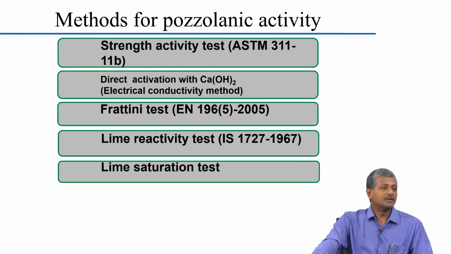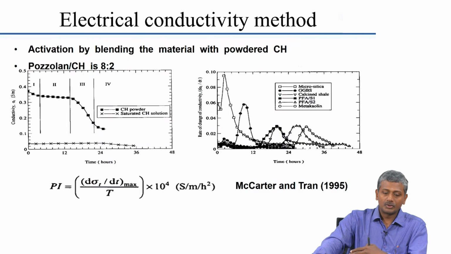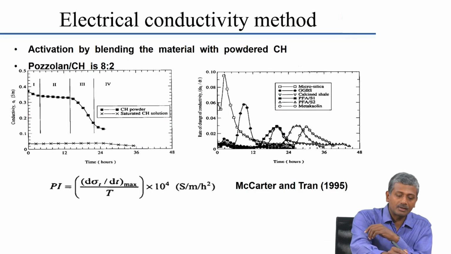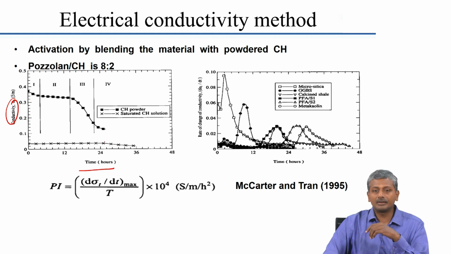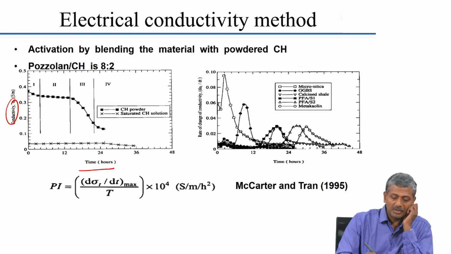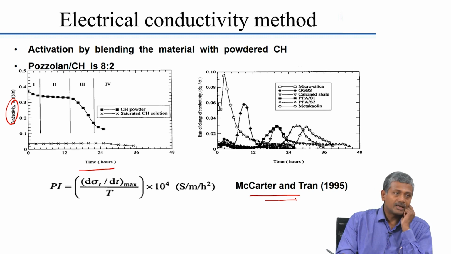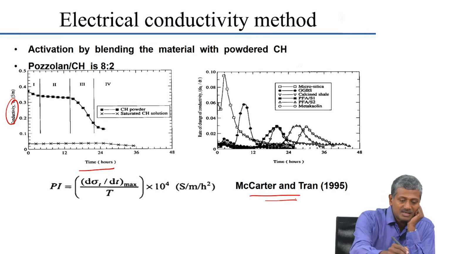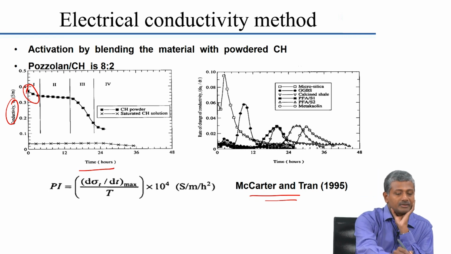So, what is happening again when you mix your pozzolan with lime, because of the formation of CSH, your electrical conductivity of the system will continue to drop. So, what you simply do is monitor the electrical conductivity with time and look at the drop in electrical conductivity and define stages of cement hydration based on that. This is a classic paper by McCarter and Tran, which is quoted by people who are doing electrical conductivity measurements, which says that the conductivity first has a minor rise, then it starts dropping.